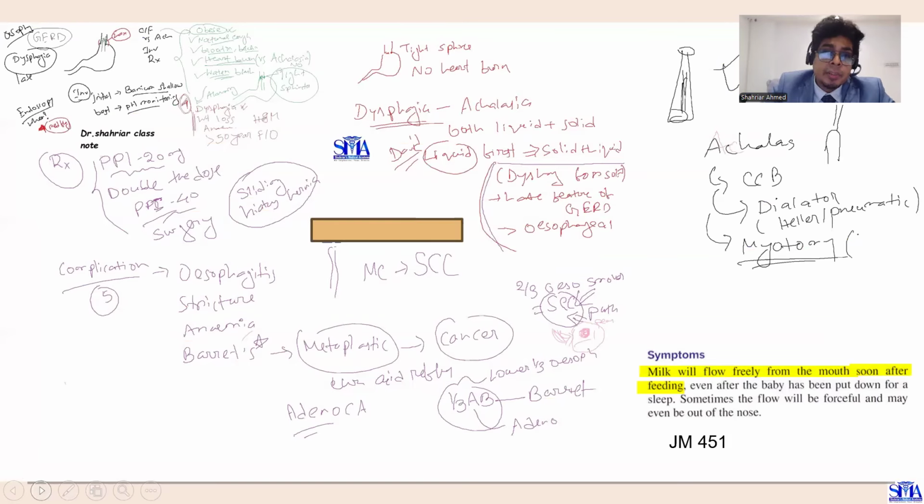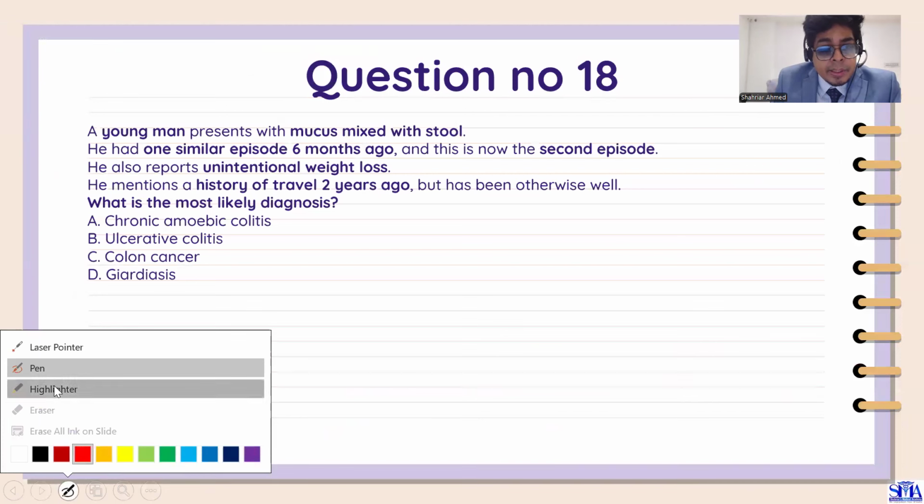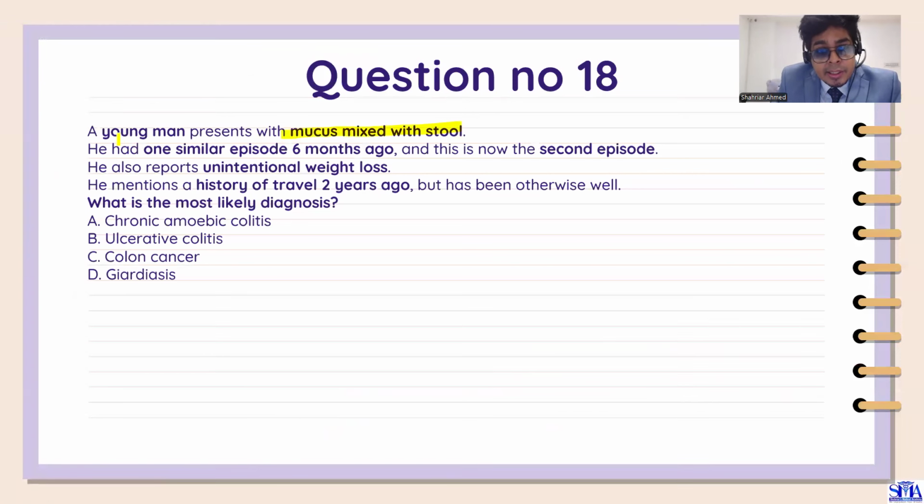Okay, so GERD related we have discussed, so we are not going there. Moving to the next one. After two more questions, we'll go for a break. Young man presents with a mixed stool. Your keyword is here: it's a mixed type of stool and he is young. Not one, a similar episode 3 months ago, now again another episode. So multiple episodes we can say. Reports unintentional weight loss. Now this is interesting. History of travel 2 years ago. What is the likely diagnosis? Interesting question. Come on, guys.